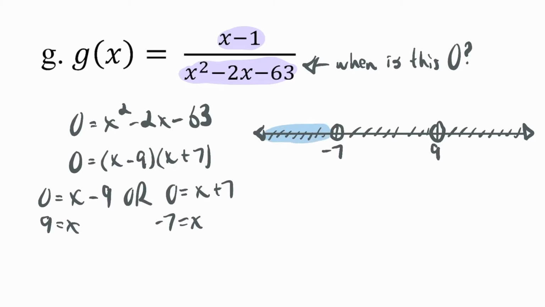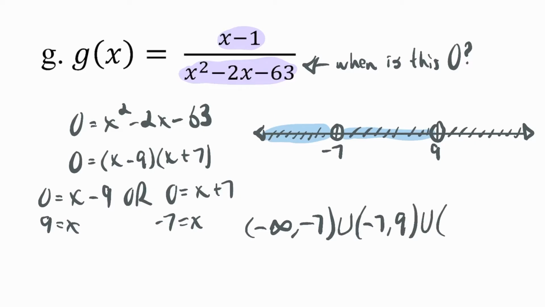So negative infinity up to negative 7. Okay. Union with this next chunk, negative 7 up to 9. And in each case, I'm not including those numbers. That's the whole point. We're excluding them. And then 9 to infinity. Okay, so there's the domain for that function.